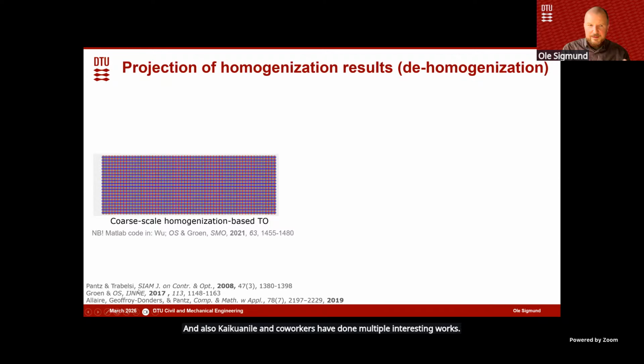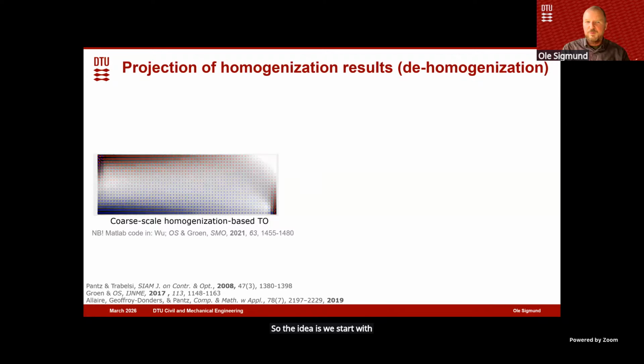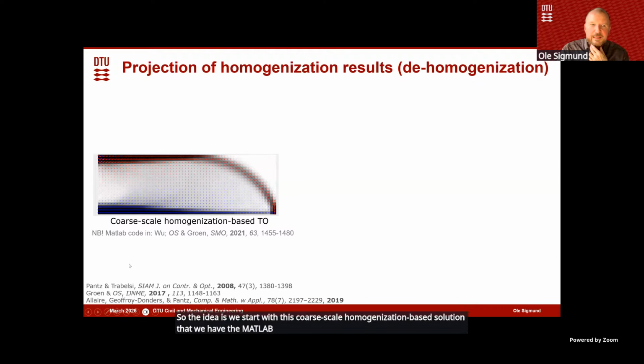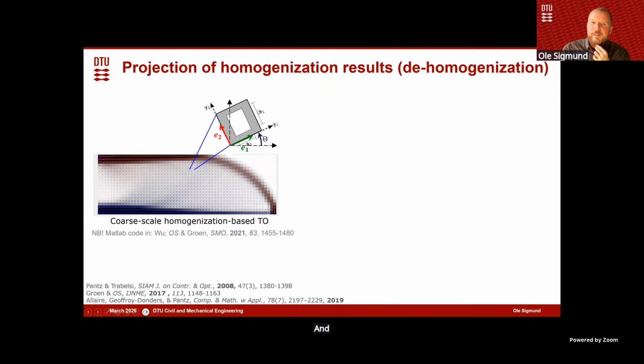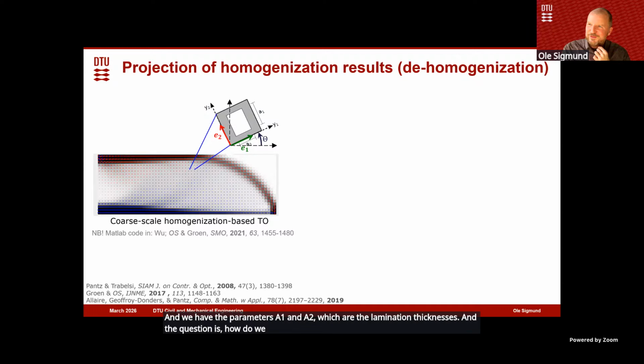So the idea is we start with this coarse scale homogenization-based solution that we have the MATLAB code to do, that gives us these local directions and so on. Essentially for every element in the structure, we know two unit vectors that give the normals to the layers. And we have the parameters A1 and A2, which are the lamination thicknesses. And the question is, how do we extract the structure from that?